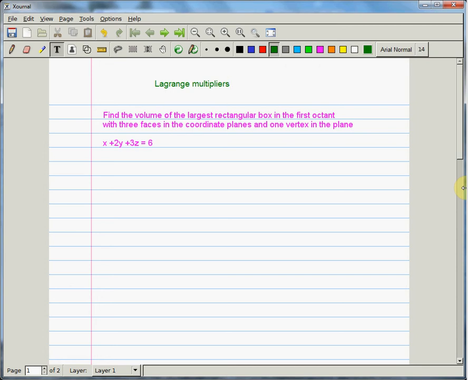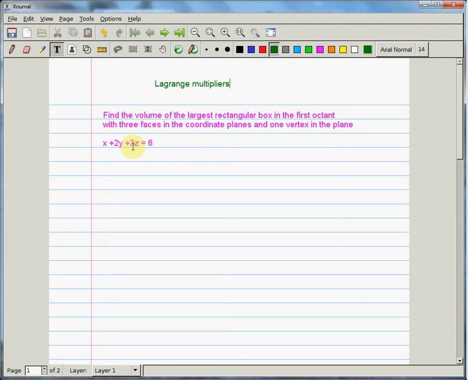This video is about Lagrange multipliers, and I'm going to do two optimization problems. This is the first optimization problem. It says, find the volume of the largest rectangular box in the first octant with three faces in the coordinate planes and one vertex in the plane given by this equation.